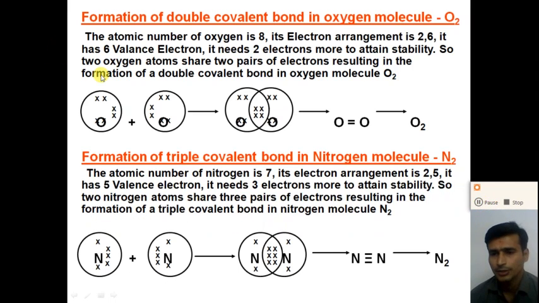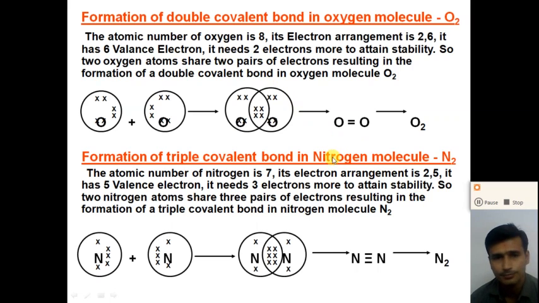So dear student, first of all, you know that the atomic number of oxygen is 8, right? Now, its electron arrangement. The atomic number of oxygen is 8, that means the oxygen atom has 8 electrons. Now, electron arrangement: in the first orbit, maximum 2 electrons are there. So in the first orbit 2 electrons, and the remaining 6 electrons are in the outermost orbit. So in the oxygen atom, 6 electrons are in the outermost orbit.